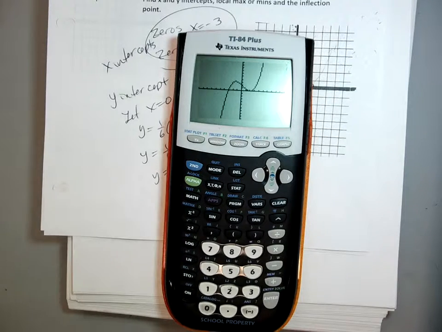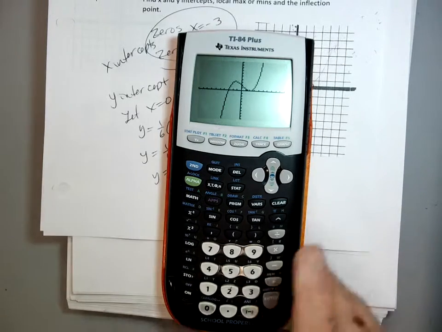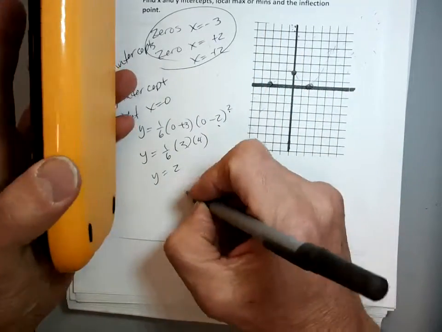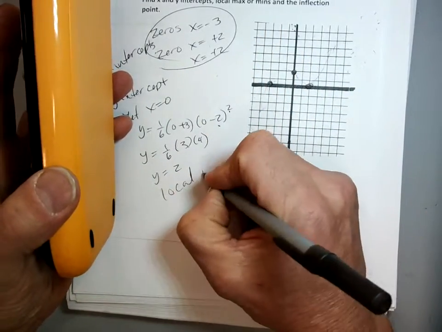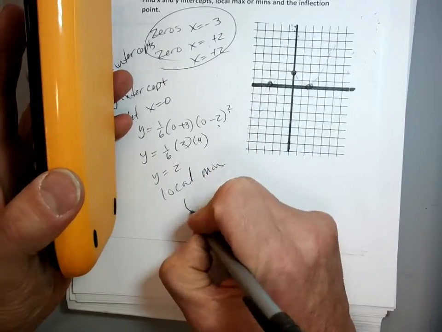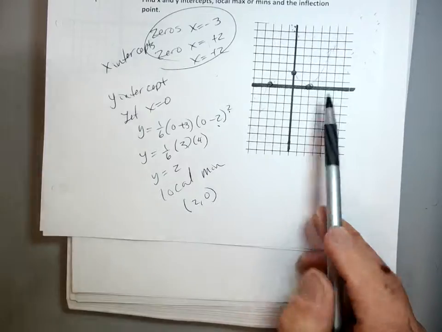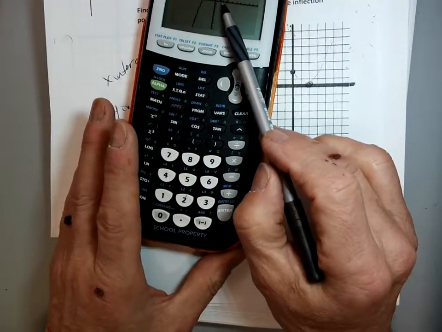Alright, now one of the things I like is I've got my min right at the back. I don't need to do a trace button on my min at all, okay? So I know my local min is at the point 2, 0. You guys okay with that? It's right there. I saw that from my calculator. There's my minimum at 2, 0, okay?